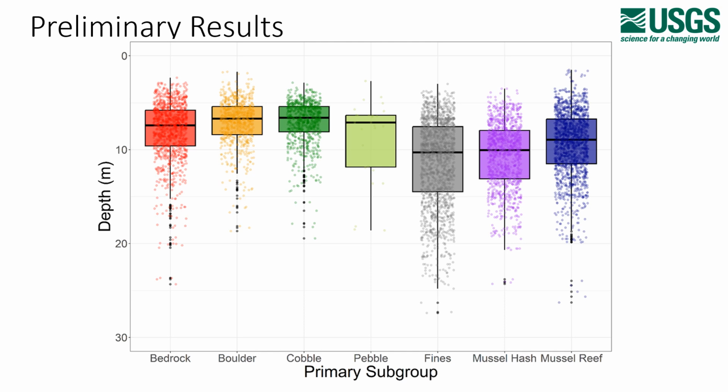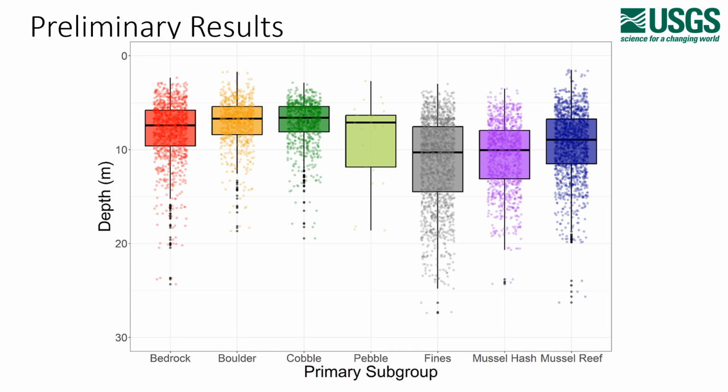So getting into the results of this survey, here's a figure that's a box plot showing depth on the y-axis. The y-axis is actually inverted, so 0 depth at the surface is on the top, and then 30 depth is at the bottom, which is kind of our cutoff point of the survey. And then each of the different 7 subgroups is shown here.